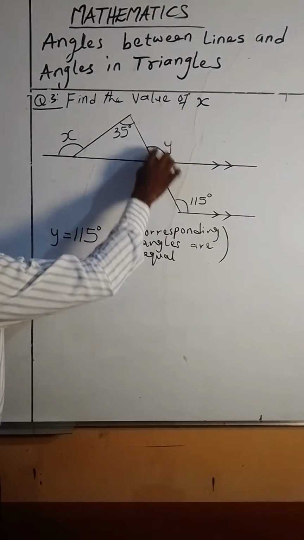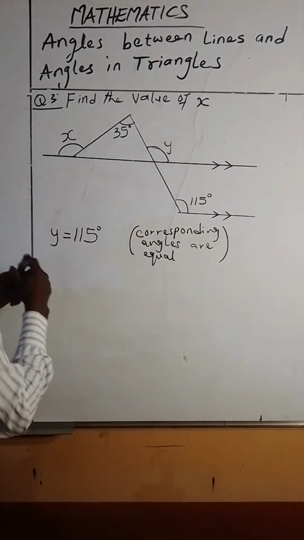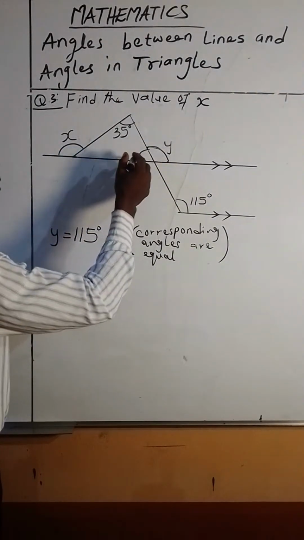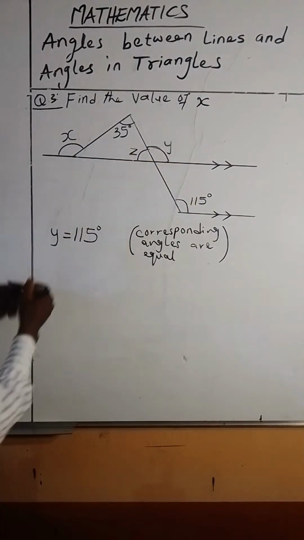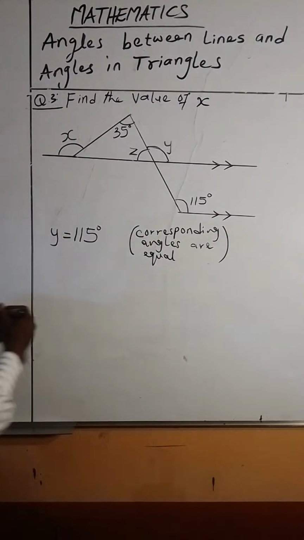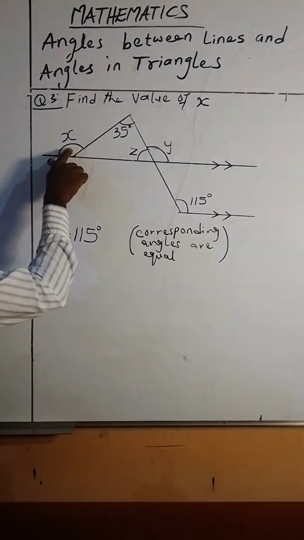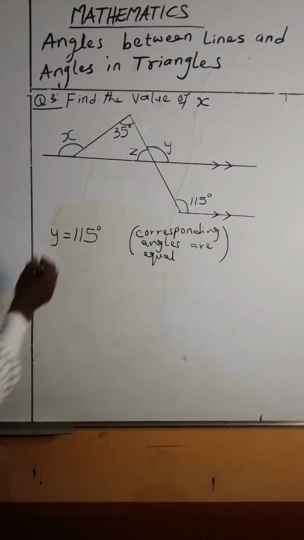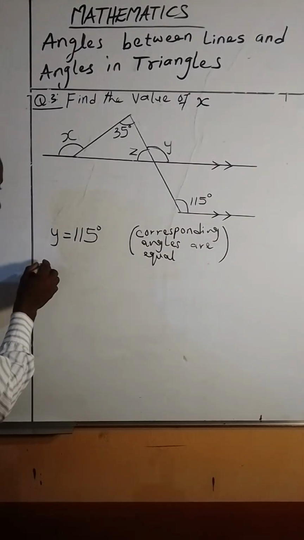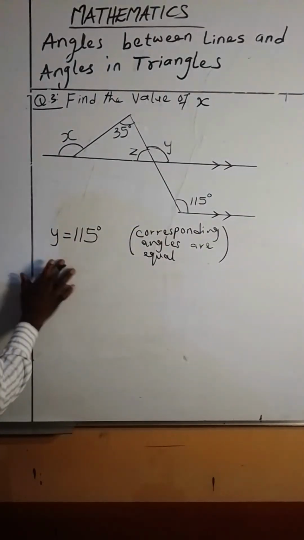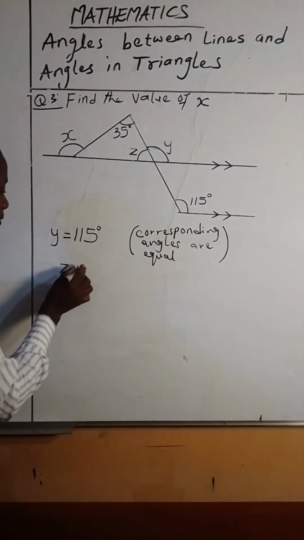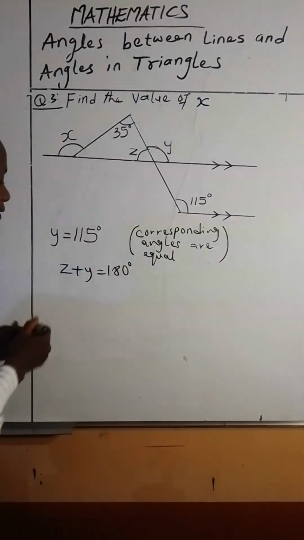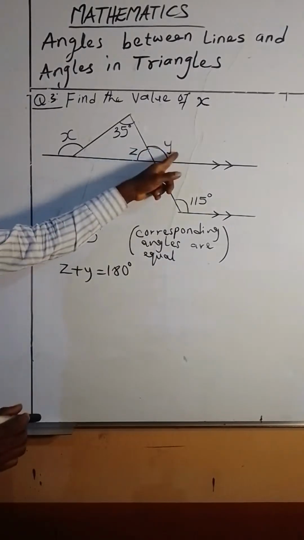If this place is 115 degrees, now what is here? Let's call it Z. Remember, we are looking for X. So let's call it Z. Now, Z plus Y is equal to 180 degrees. Z plus Y is equal to 180 degrees.